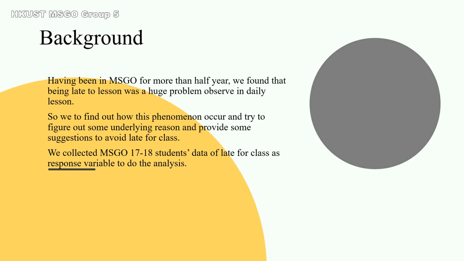The background of our project is that after spending half a year in MSGO program, we found being late for class was a huge problem. So we tried to figure out some underlying reason and provide some suggestions to avoid late for class. We collected year 17 to 18 MSGO students' data for late for class as response variable to do the analysis.